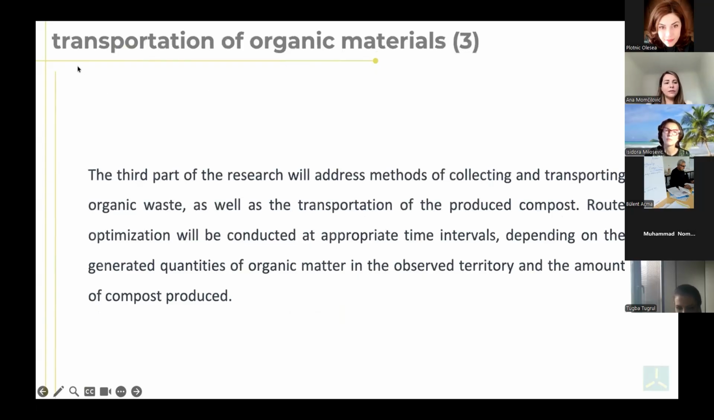Then there was a part of collecting and transport. The easiest way was to transport organic waste and the product compost. There was an optimization of the routes in appropriate time intervals, because you cannot leave organic waste for a very long time. Usually the time interval was 7 days. And the compost produced was transported back to the fields in time of need, so in fall and in spring.